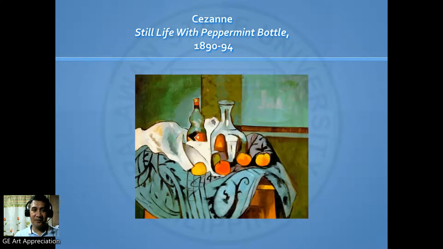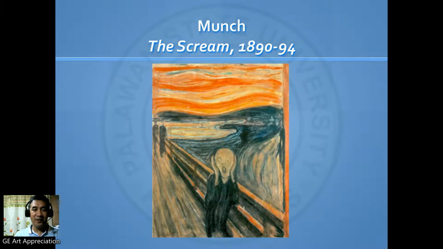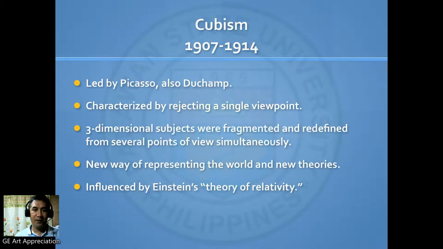Paul Cézanne, Still Life with a Peppermint Bottle, in 1890 to 1894. Munch, The Scream, in 1890 to 1894. Cubism, during 1907 to 1914, is led by Picasso, also Duchamp, characterized by rejecting a single viewpoint. It is influenced by Einstein's theory of relativity.